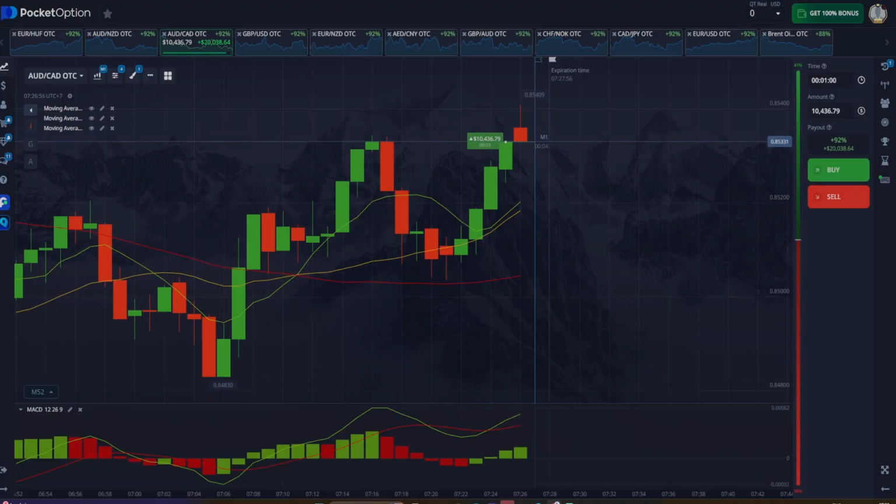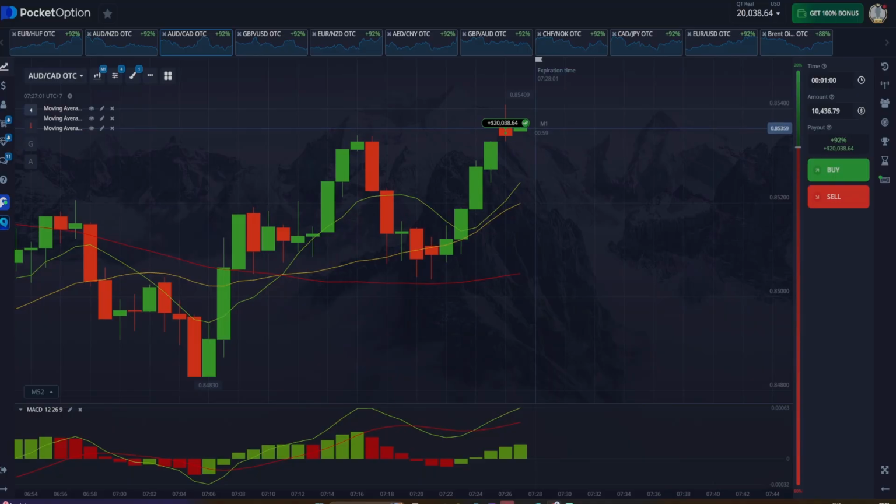We monitored the move, and as expected, the price climbed according to the analysis, and this trade closed in profit. Now let's reopen the market and look for the next opportunity.